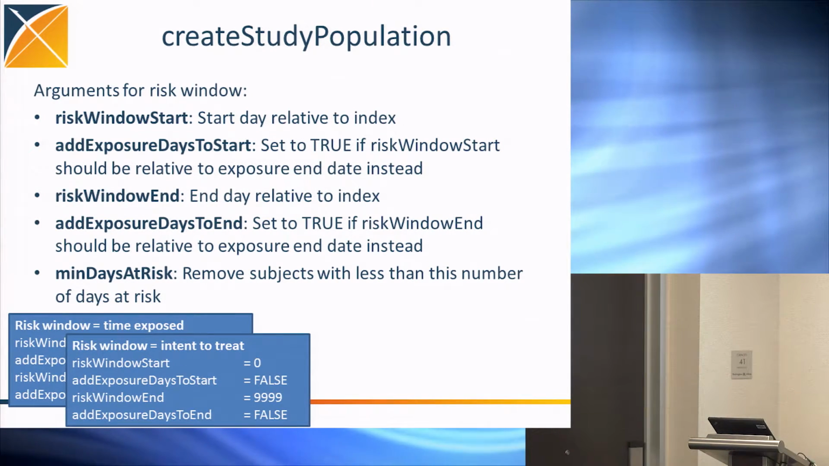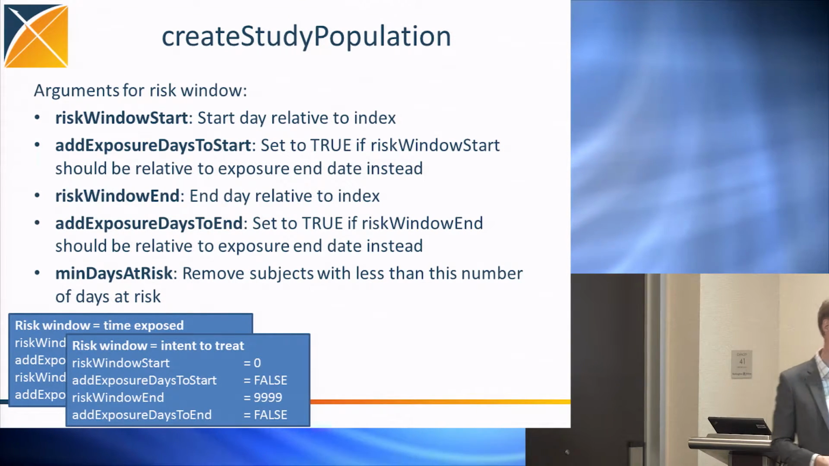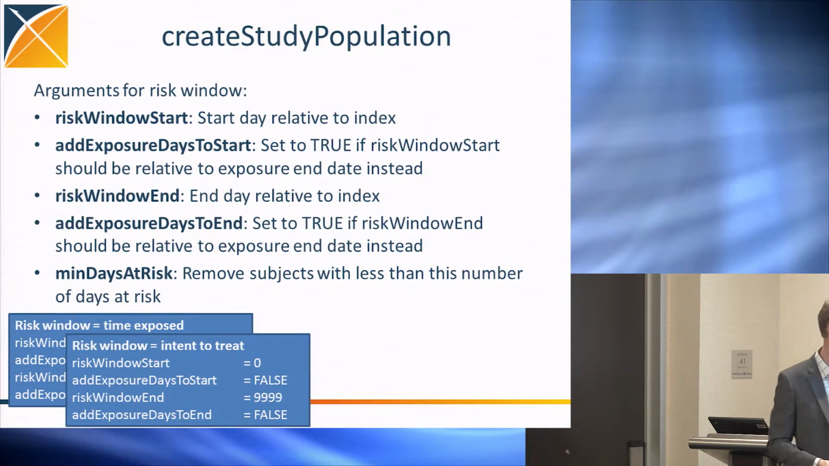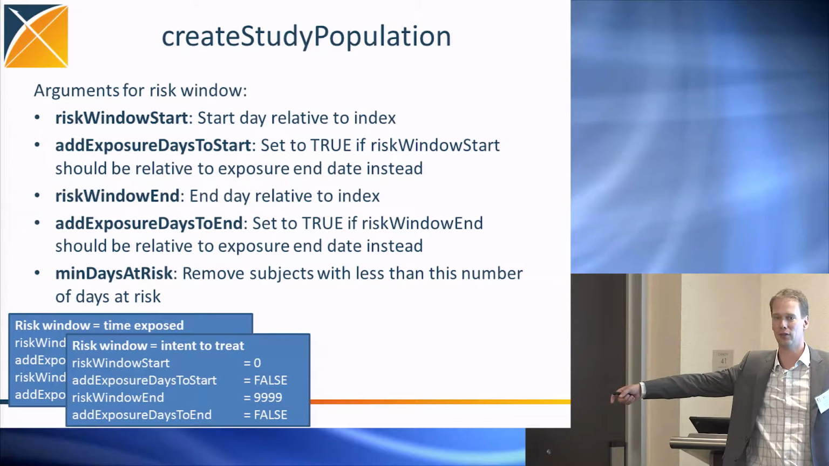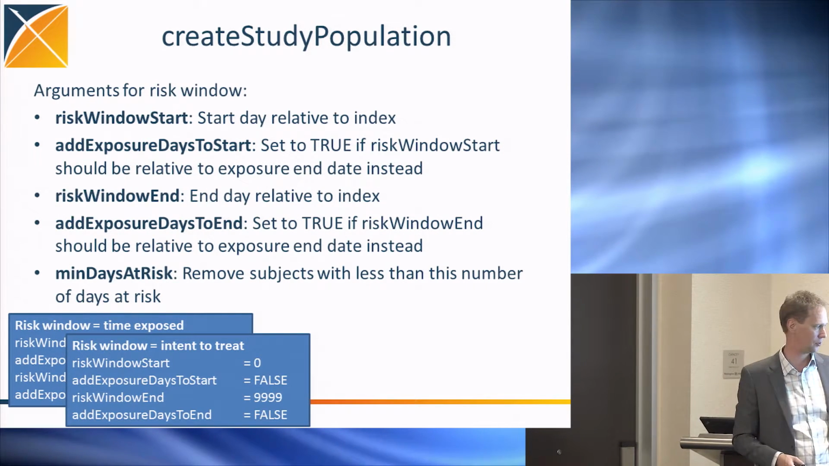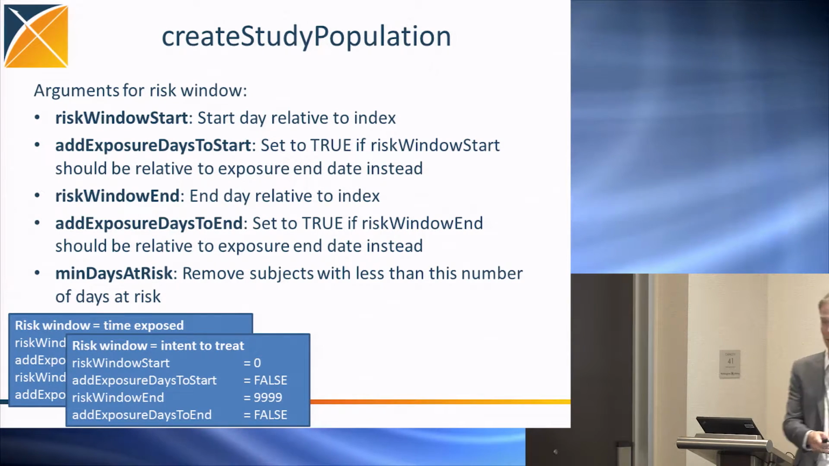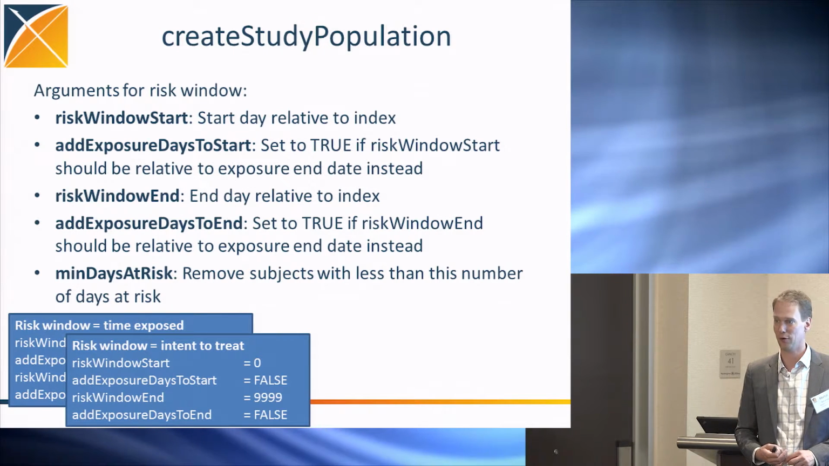Risk window end is a really large number, I don't know how many years, but maybe you want to add a 9 there. And add exposure days to end really doesn't matter anymore because you're always going to go on until the end of observation for that person. So that's how you specify an intent to treat: it just starts on the index date and goes on until you have no more observation time for that person.